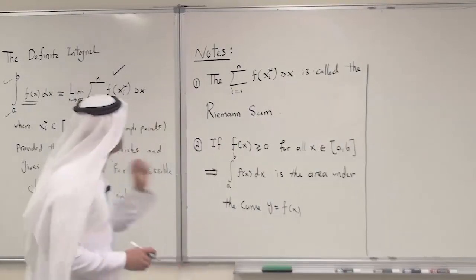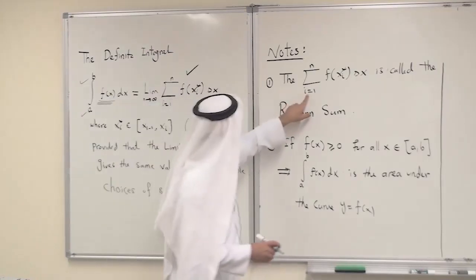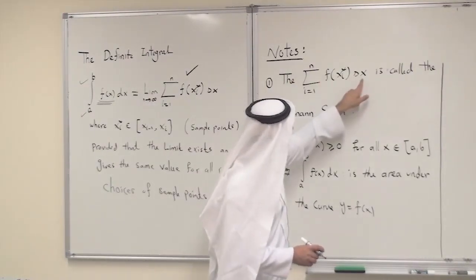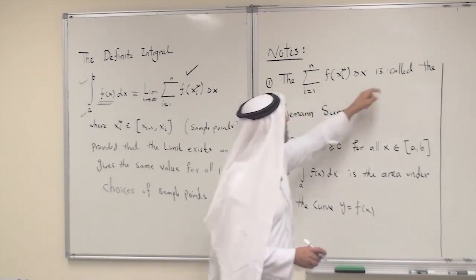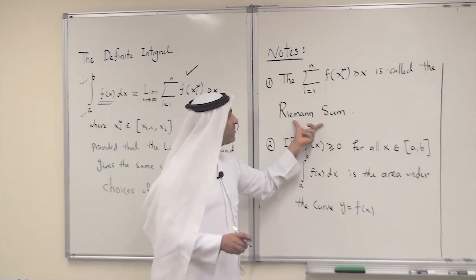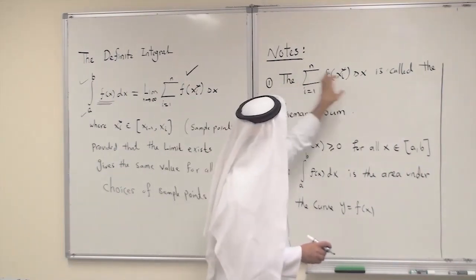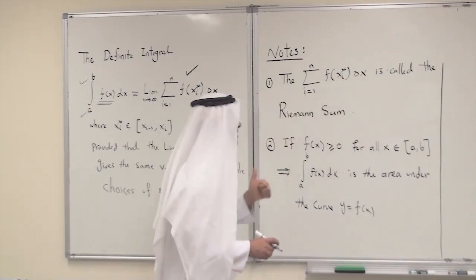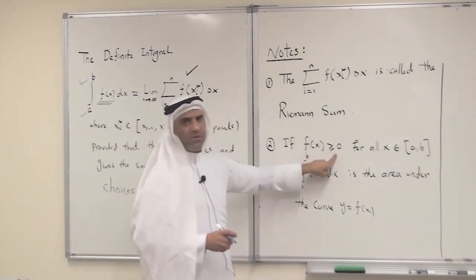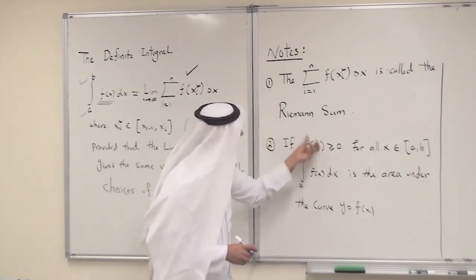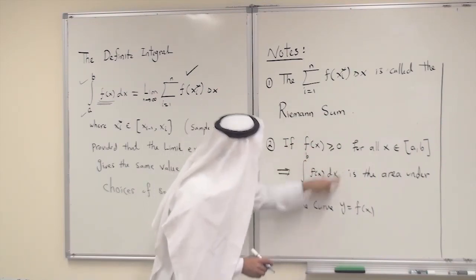Before we do that, we have some notes about the definition here. Now, if you remove the limit, you end up with the summation from i equal to 1 up to n of f of xi star delta x. Okay. Now the summation itself without the limit is called the Riemann sum, named after the German mathematician. So the summation without the limit is called the Riemann sum. This is one thing. The second point here, if you restrict f of x to be greater than or equal to 0, so if all values of f of x are non-negative, in other words, then what does it mean the integral here?